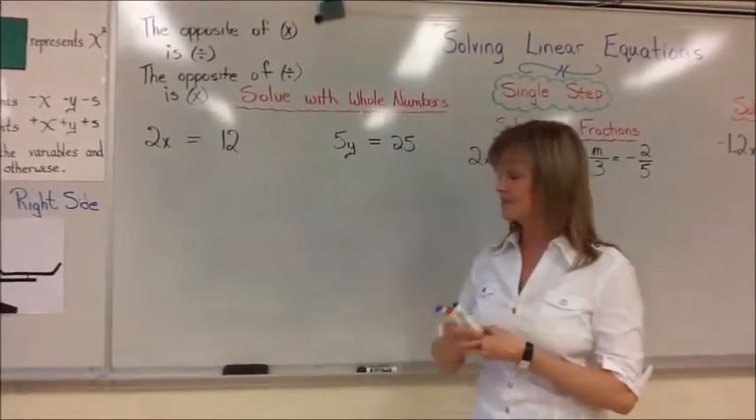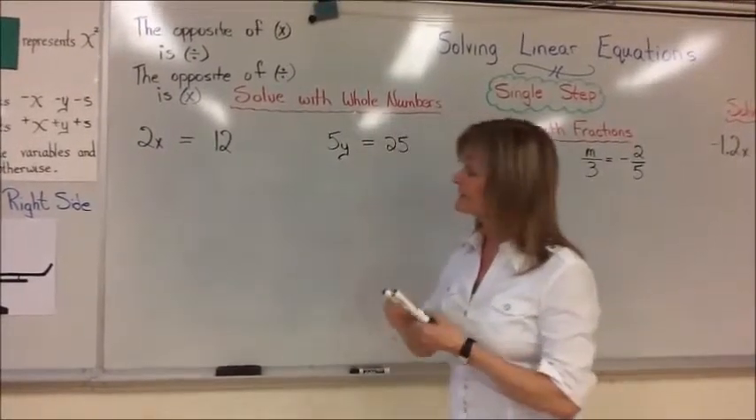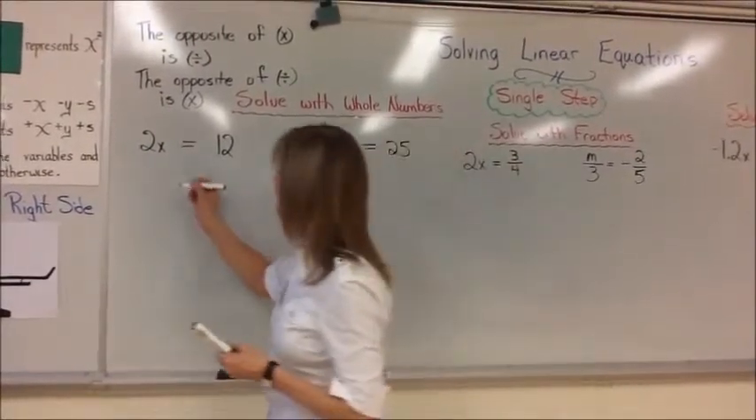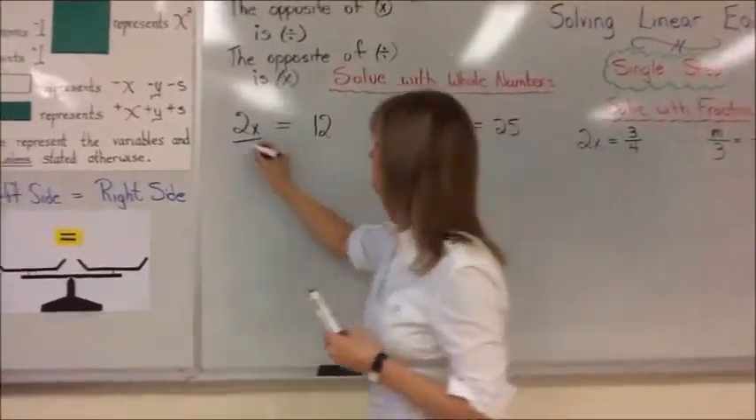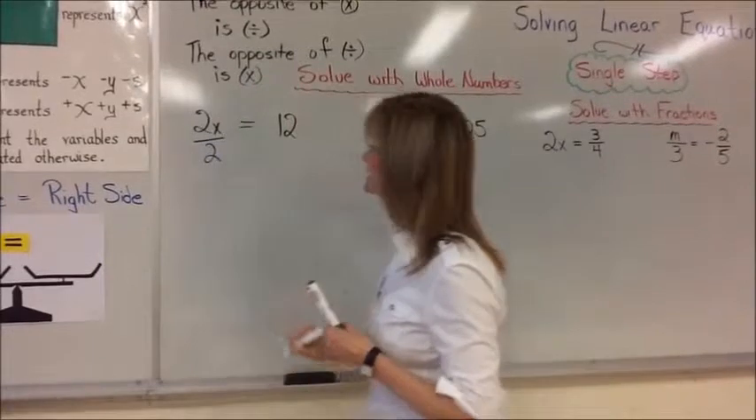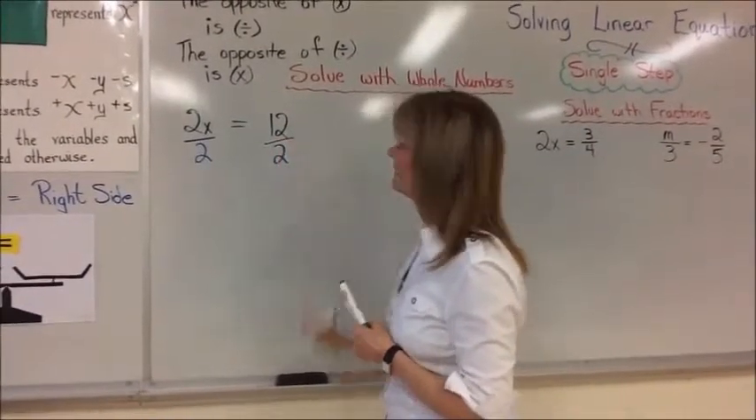Now 2x equals 12. This tells you to multiply. The opposite of multiplying will be dividing. So the number that is with that variable is the number you divide by. So 2x is divided by 2, then you divide 12 by 2.